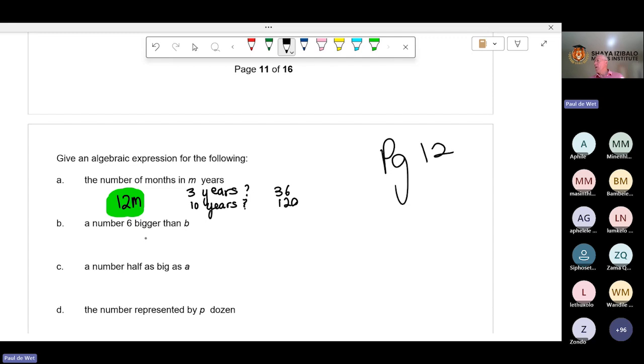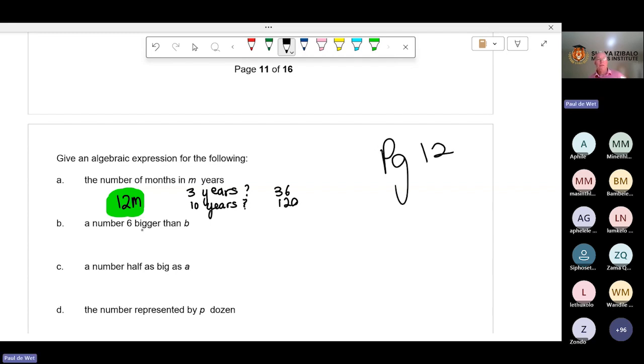Mateo, you're absolutely right. Fundisiwe, we don't write M12, but I know that you know what you're doing. M12 also means M times 12, but we just write the 12 in the front. We write the number in the front.